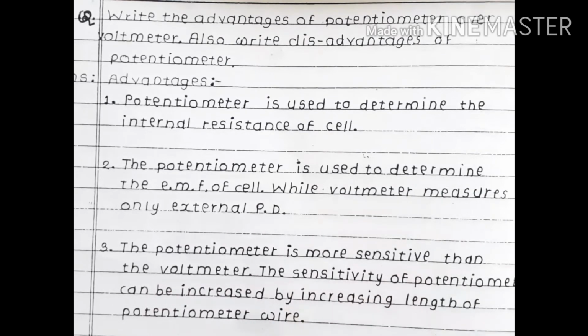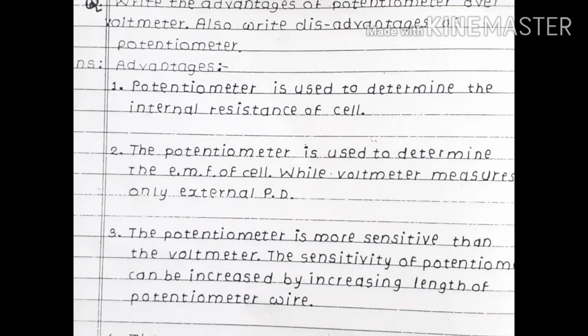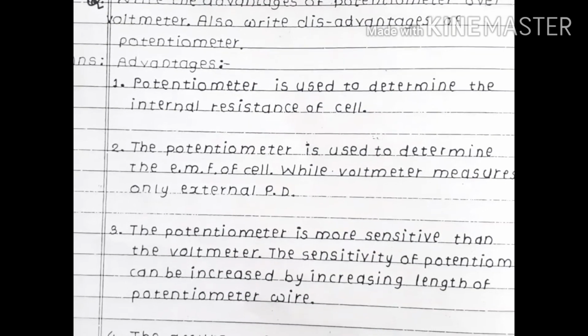Potentiometer is more sensitive than the voltmeter, and the sensitivity of the potentiometer can be increased by increasing the length of the potentiometer wire. This is the very important advantage of the potentiometer over the voltmeter.